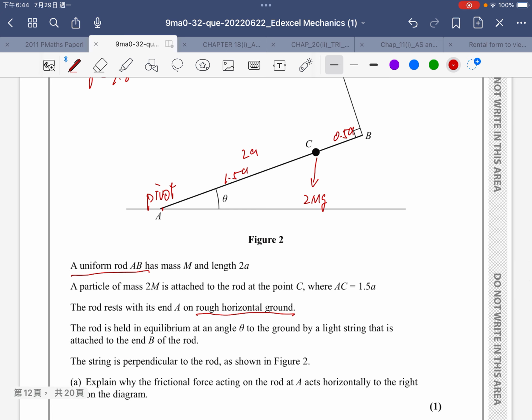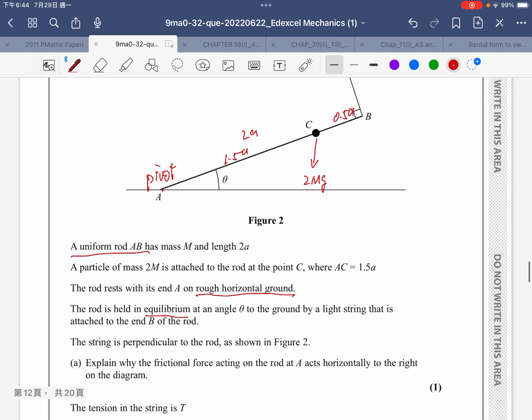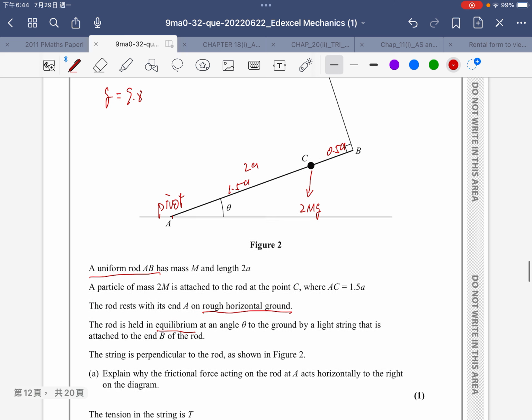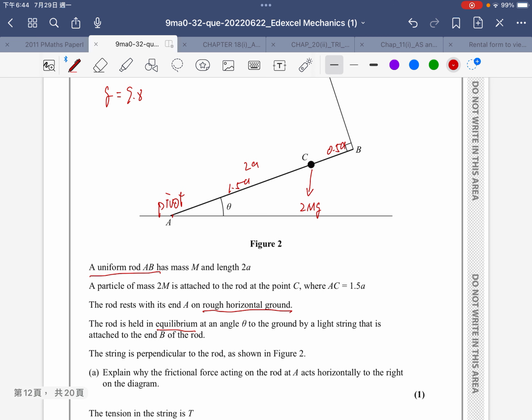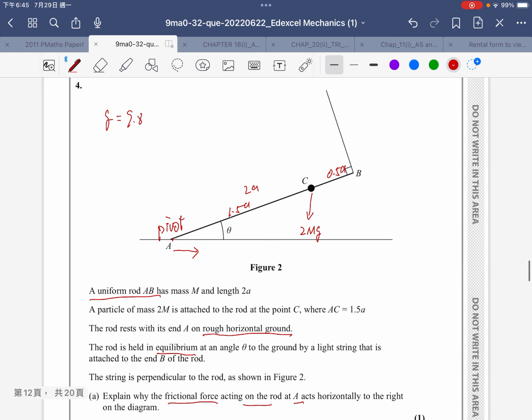It means it has friction, and the rod is held in equilibrium at an angle theta to the ground by a light string that is attached to the end B of the rod. The string is perpendicular to the rod, as shown in the figure. Part A: explain why the frictional force acting on the rod at A is horizontal to the right.